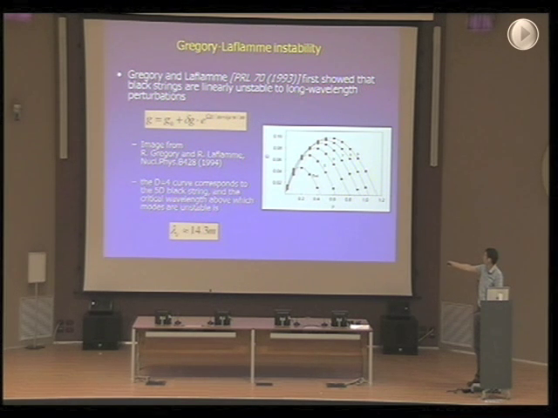For small wave numbers, they actually find positive exponentially growing modes. This shows that if you start with a perturbation that's a long wavelength, or a small wave number, it's going to grow exponentially. This is the critical wavelength, and this is not in meters, but in units of the mass, being the length of the black hole. If it's above roughly 14 times the mass, then those modes are unstable.